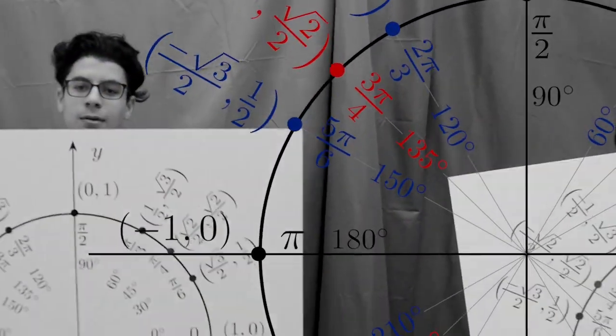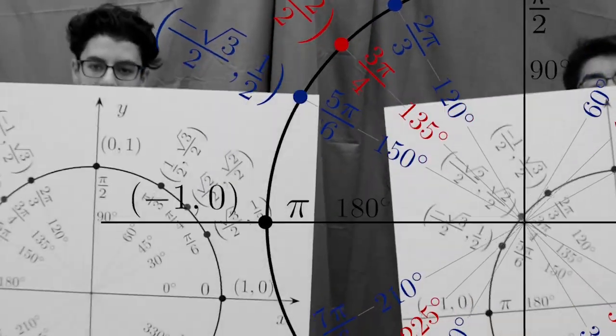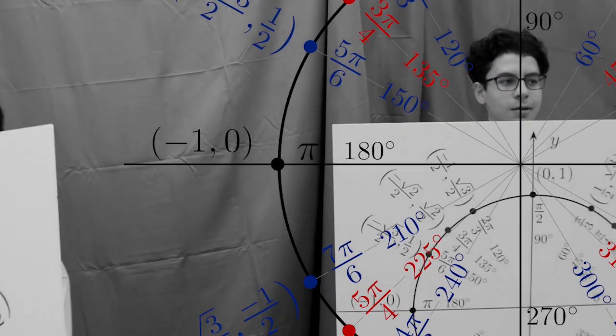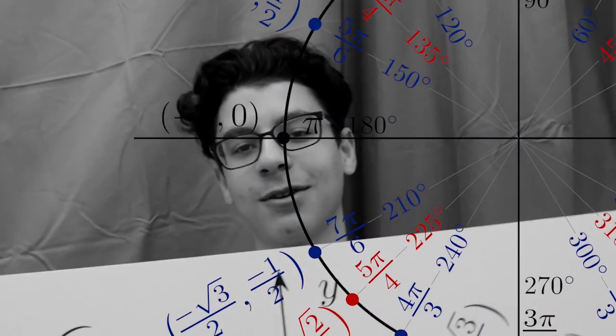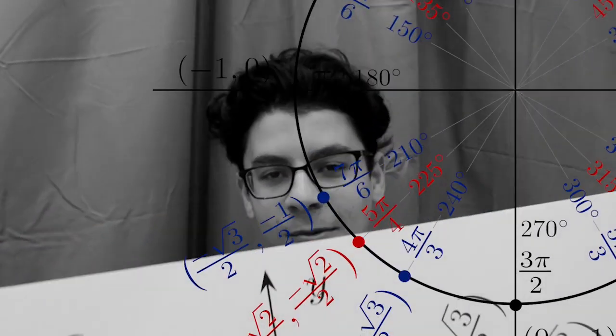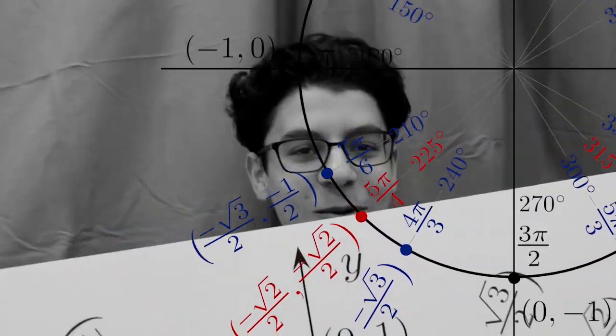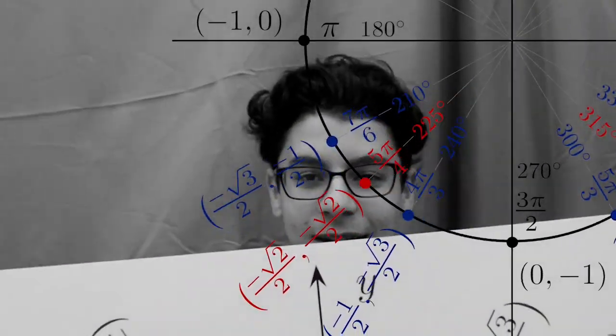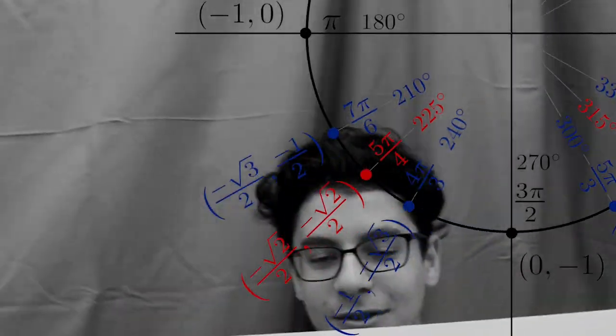sine 0. Now it's time for the third quadrant. Cosine and sine are negative. 210, cosine is negative root 3 over 2, sine is negative 1/2. 225, both are negative root 2 over 2. 240, cosine is negative 1/2, sine is negative root 3 over 2.